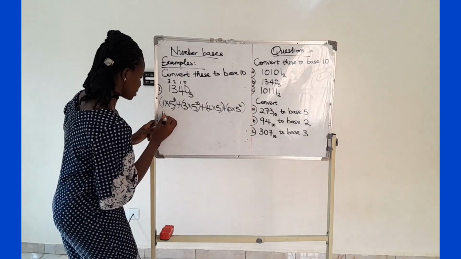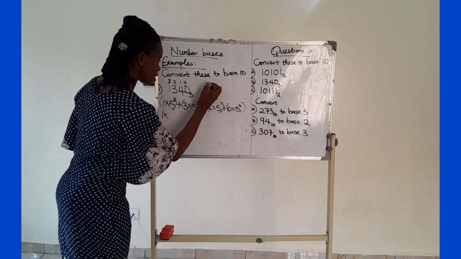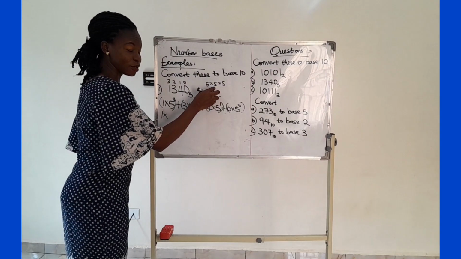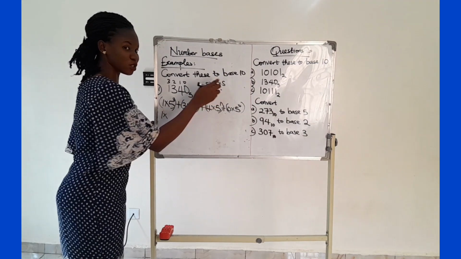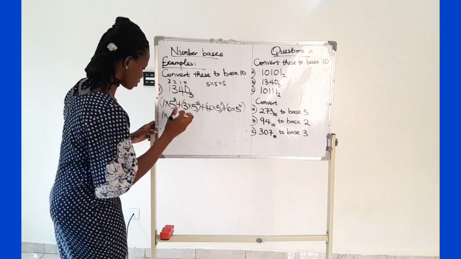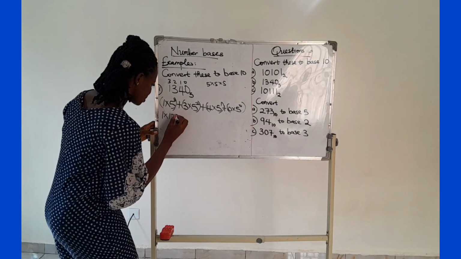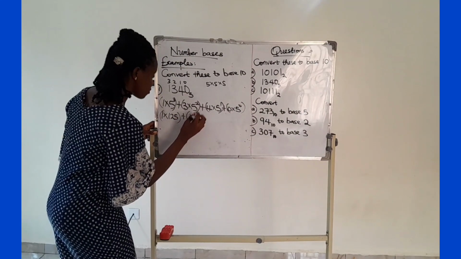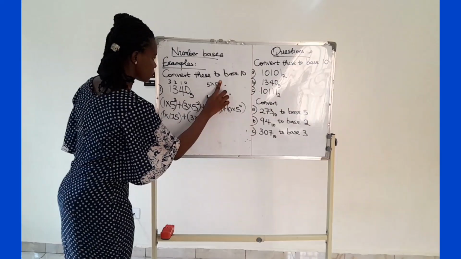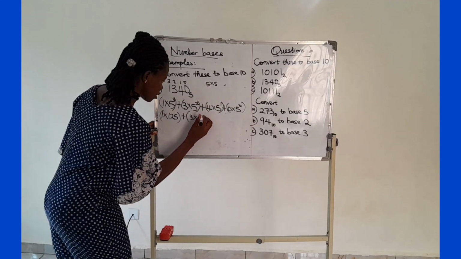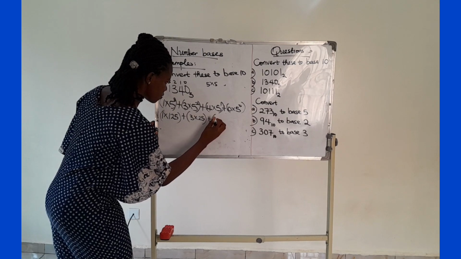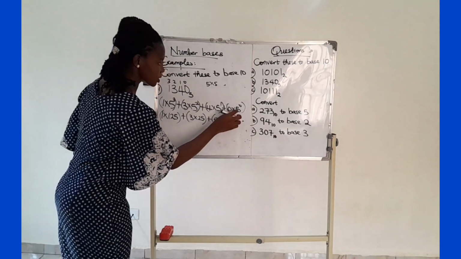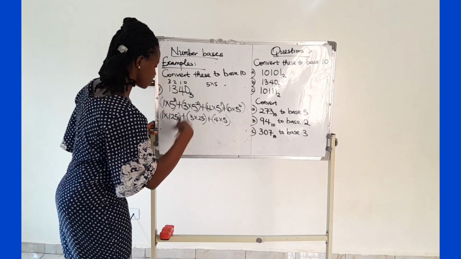1 times 5 raised to power 3 means 5 times 5 times 5. So 5 times 5 is 25. 25 times 5 is 125. You can try it, make sure we are not getting it wrong. Plus 3 times 5 raised to power 2: 5 times 5 is 25. Plus 4 times 5 raised to power 1, which is 5. Like I said, this one 0 is multiplied, so whatever it is, it's going to be 0, so I can leave it.